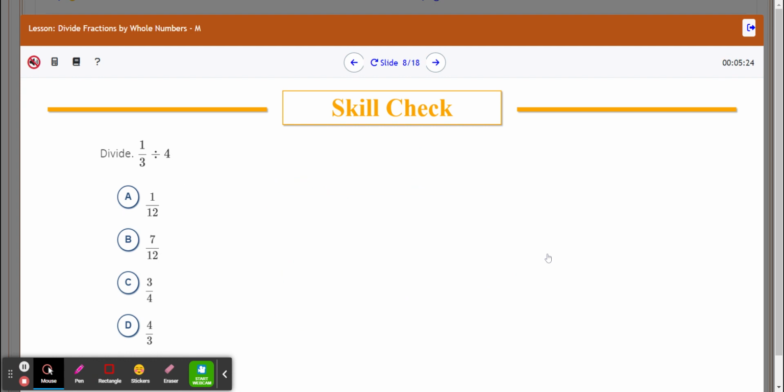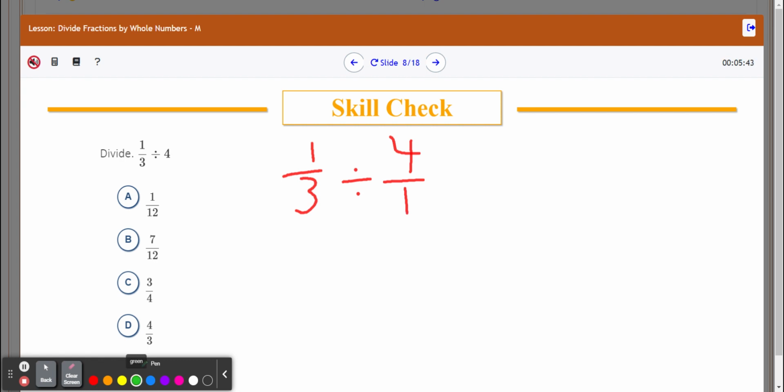Let's look at another example. Here we have 1/3 divided by 4. So again, the whole number 4, if you want to change it into a fraction, all you do is add a 1 in the denominator. 4/1 is equal to 4.